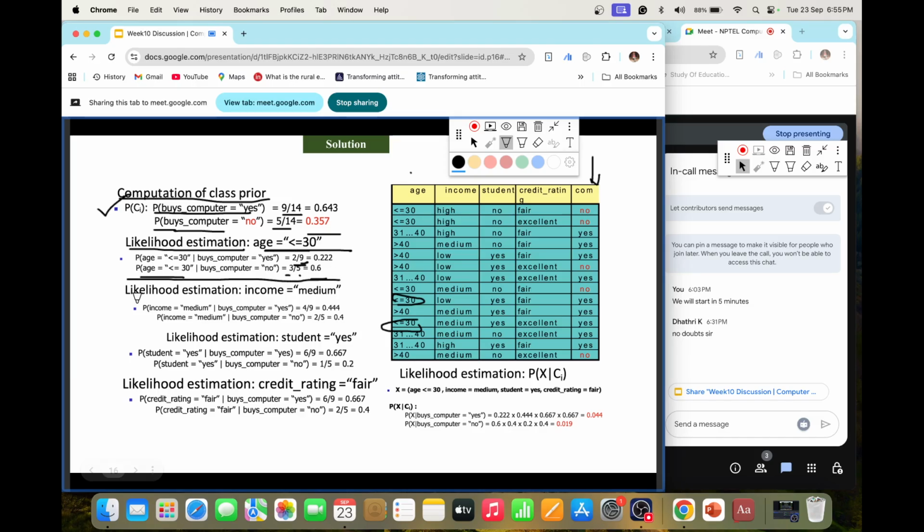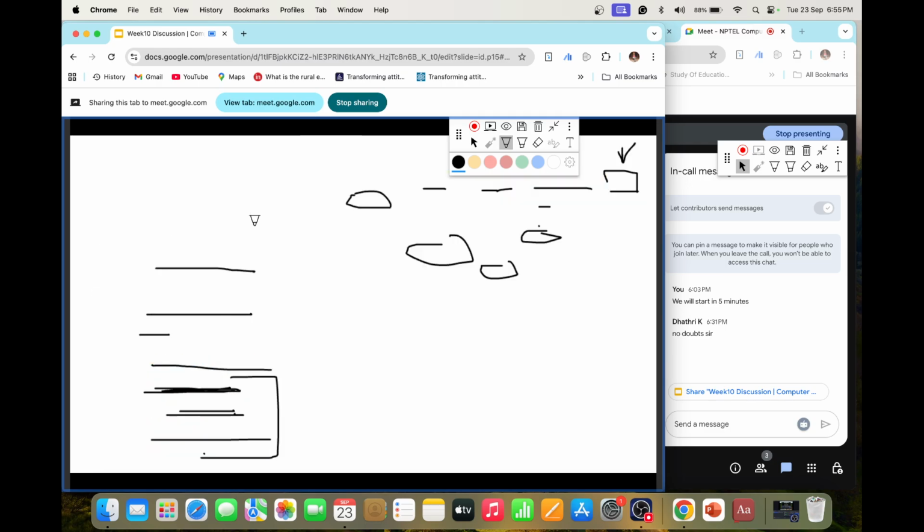Now similarly we will calculate likelihood estimation for this income column, this student column, and this credit rating column. So that we have calculated in this step, and then for the student column this, and this credit rating column this. Okay, so we have these 4 columns, that is why 4 likelihood estimations. Now we got this P(x|Ci). So this was the Bayes theorem.